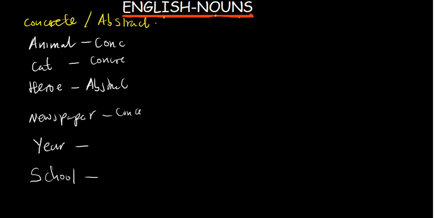Okay. So for a year, this is abstract because you can't touch a year. Even school, this is also abstract. Of course, we can see a school, but when you just say school, it is an abstract noun because you're not just talking about that building which you are able to see. Okay? All right. So these are some examples.